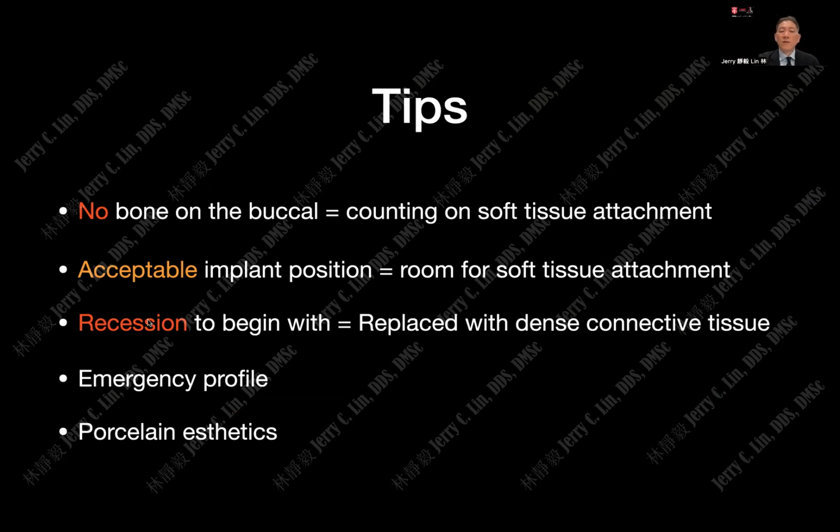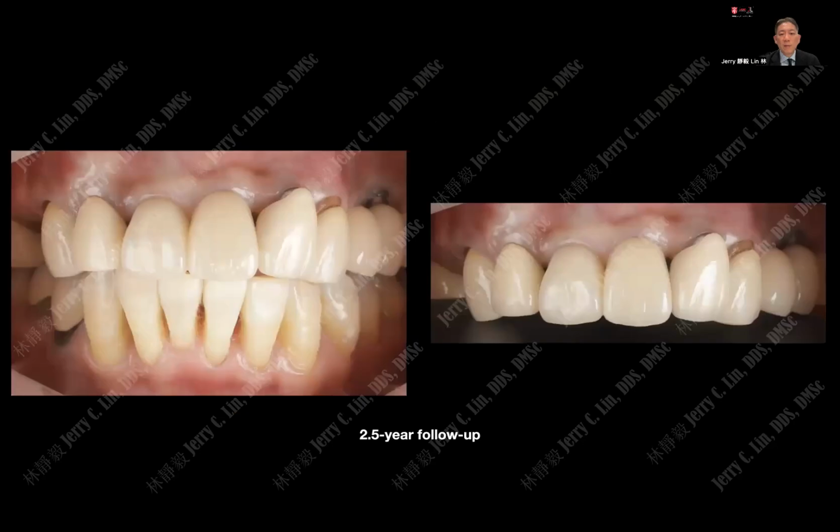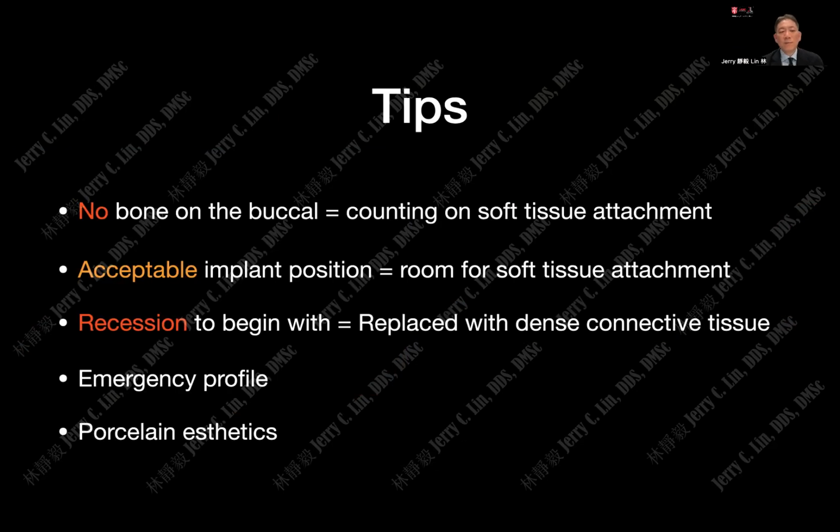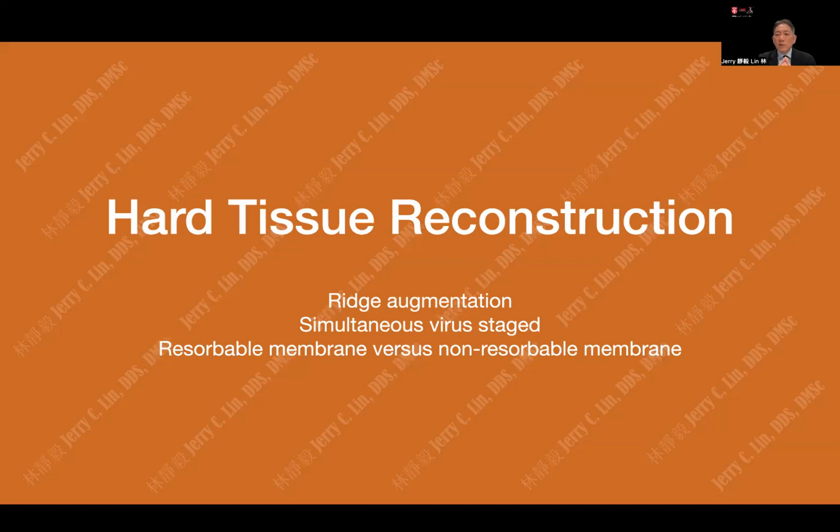And of course, the patient had certain recession to begin with, so we replaced that with a very dense connective tissue that could give very good soft tissue to cover the area. And emergence profile and aesthetics, of course, we just follow the protocol. So even with that very compromised situation, we were able to obtain this result. So that's all about soft tissue.